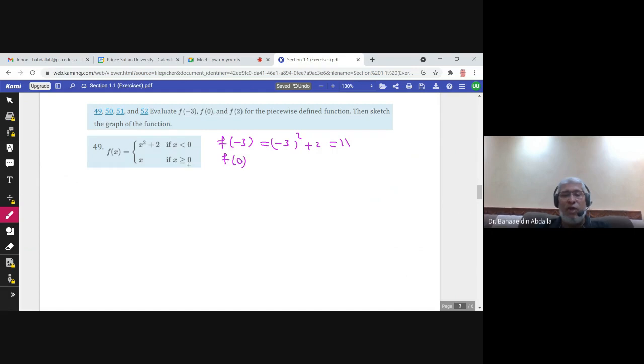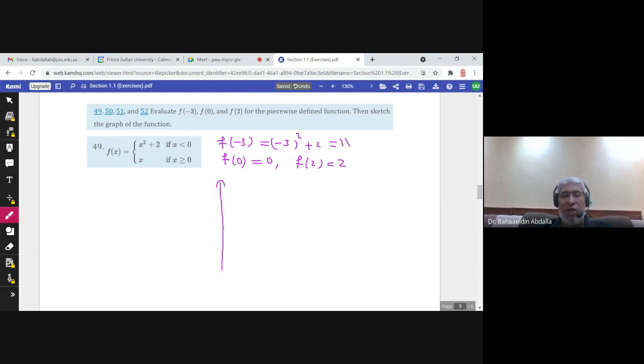F of 0, here is the equality sign. So I replace x here by 0. So f of 0 would be 0. F of 2. 2 is greater than 0, so I have to use this definition. So f of 2, I replace x by 2, so it's 2. F of 2 is 2. Now, sketch the graph of this function.